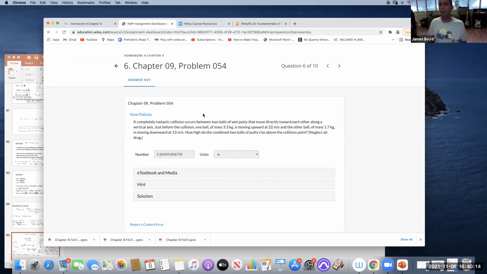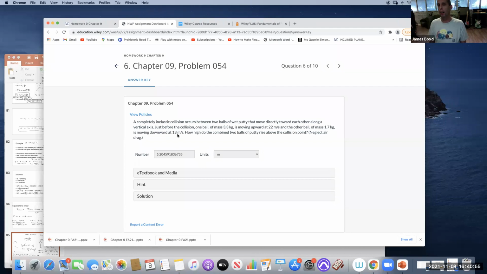Completely inelastic, what does that mean? They stick. Two balls move directly toward each other along a vertical axis. Just before collision, one is moving up, the other is moving down. How high do they rise? Okay, neglecting air. So you need to find the velocity right after collision. m1 times v1 is 3.3 times positive 22, plus m2, 1.7, times v2, which is negative 13. So you have a positive number and a negative number. And then you can use projectile motion to see how high they go up.